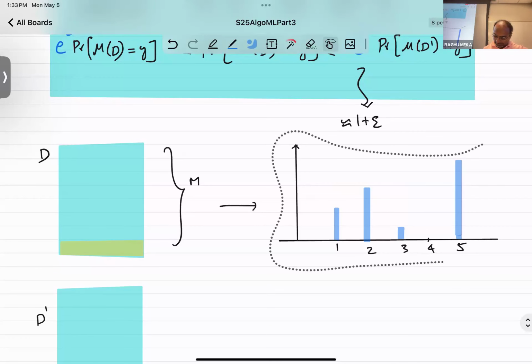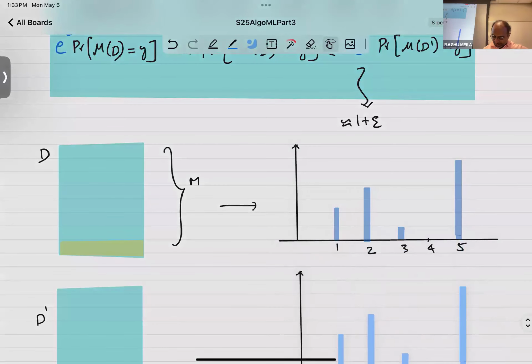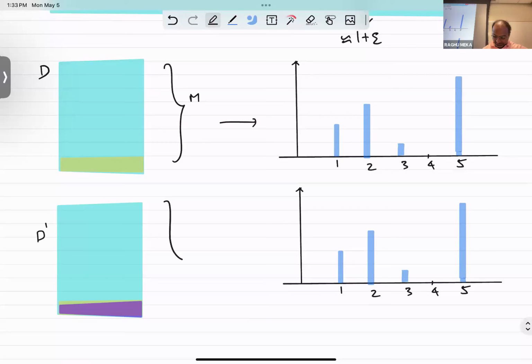And I can draw the same histogram under D prime. Something like this. What differential privacy means is that for every one of these values, these heights are multiplicatively close. So in particular, if something is 0, it should be 0 in both. Like a rare event, if something is never even and you suddenly see an even number, even if it's very unlikely, that would be a complete violation. So that's not allowed. That's the point.